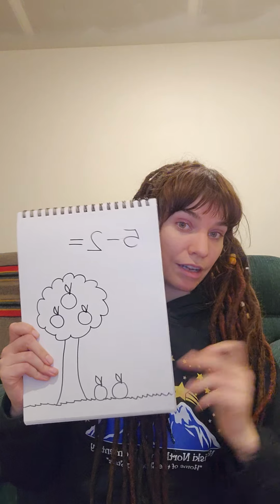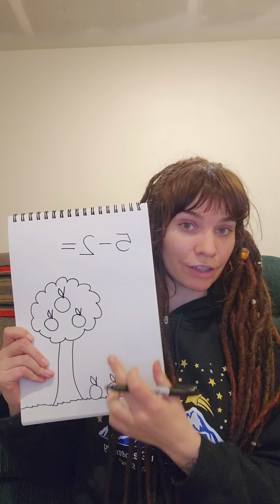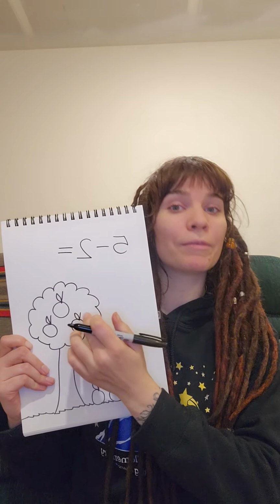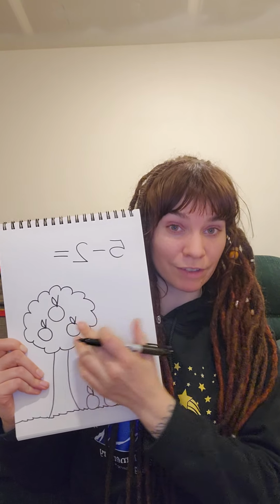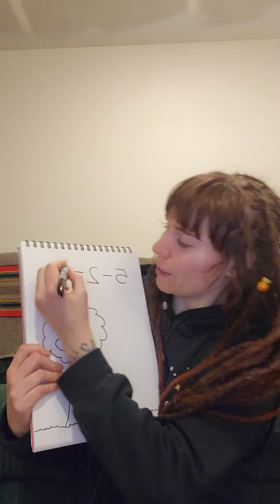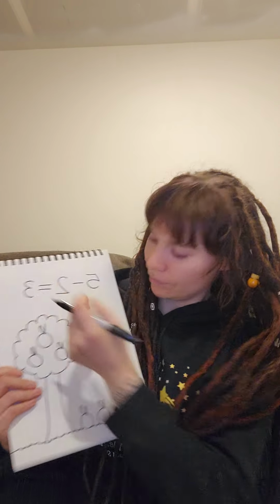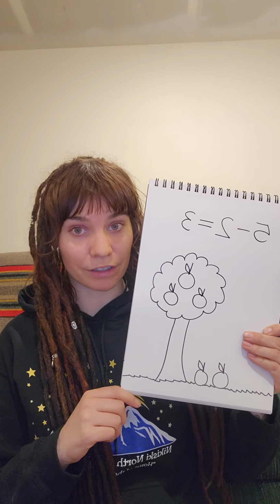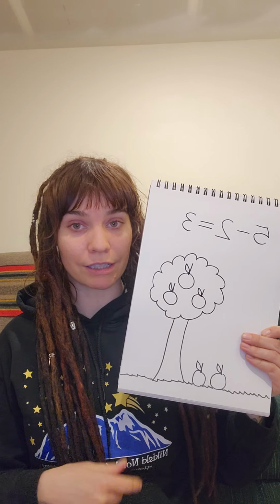And at this point, I would have my kindergartners count the number of apples left on the tree, and it's 3. So it's a very simple example, but it's for kindergartners, and so this is about as complex as it needs to be.